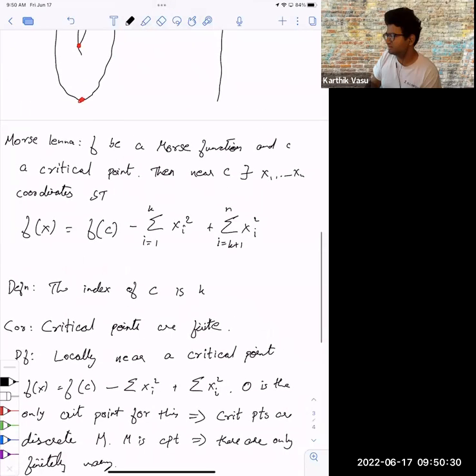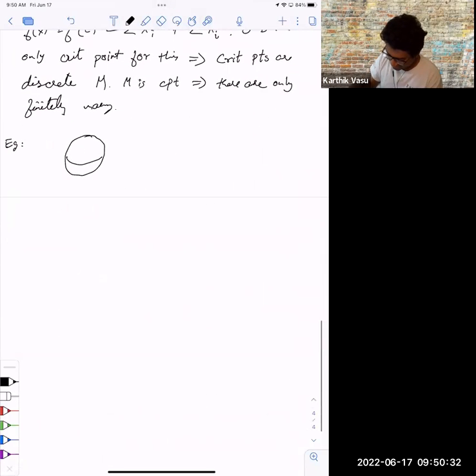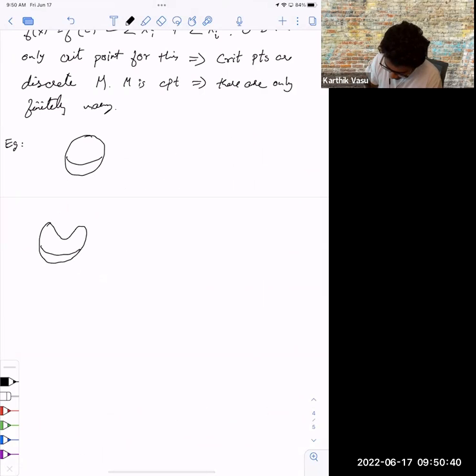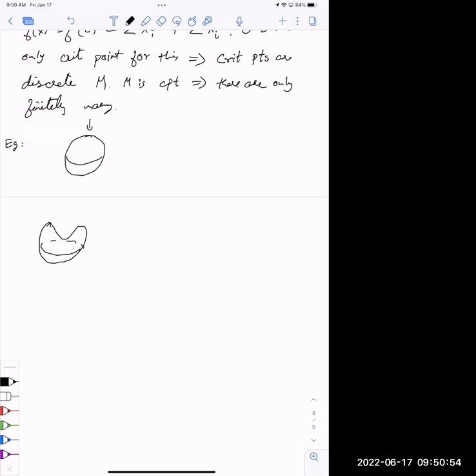In a way, you are trying to avoid degenerate situations like this. So let's say you take a sphere and you punch it in a little bit, right? If you punch it in here, you'll have a ring which is the maximum. So your local maximum will be a ring. You are trying to avoid such situations.